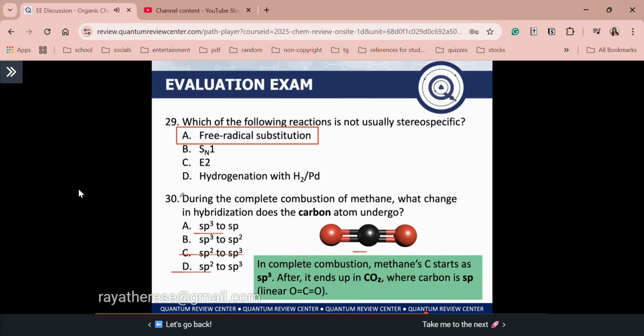So, in complete combustion, methane's carbon will start as sp3, but the product of combustion, again, is carbon dioxide, where carbon now is an sp hybridized atom. Remember, the geometry of carbon dioxide is linear. So, from that information, it's enough to conclude that carbon in carbon dioxide has an sp hybridized orbital.